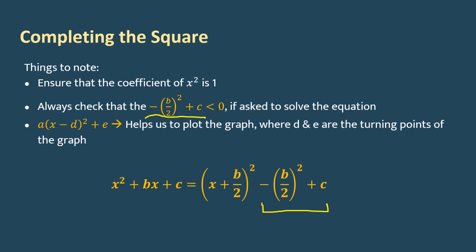And lastly, the final form of the equation helps us to plot the graph, where D and E are the turning points of the graph, and D and E represent x and y respectively. We'll see that later when we do examples. Okay, so let's move on to our very first example.